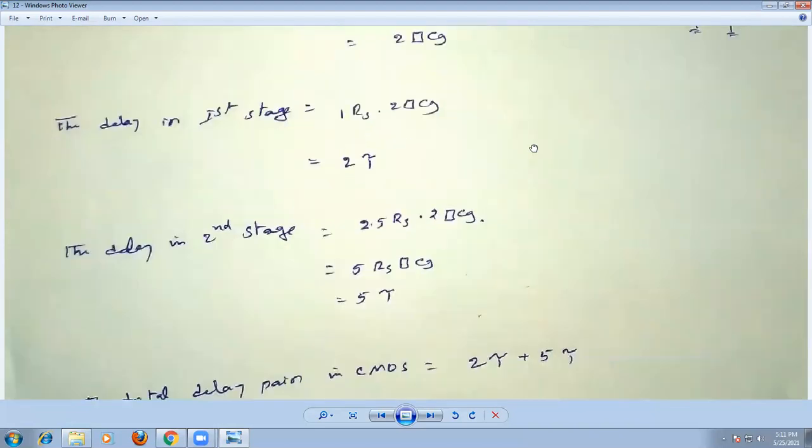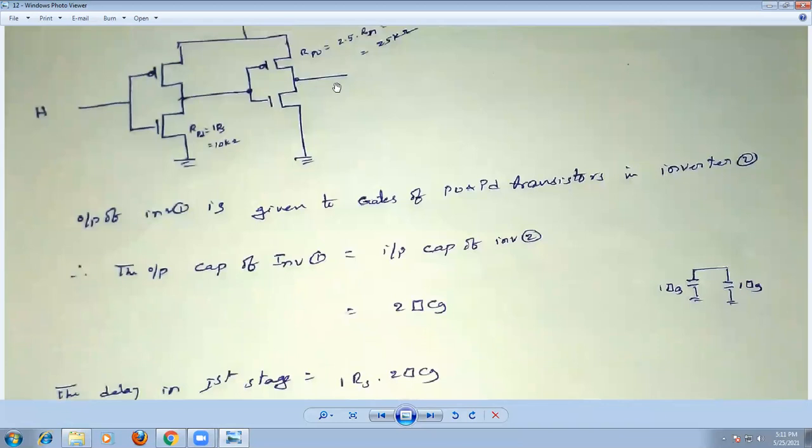Similarly, how to analyze the delay in the second stage? When this is high state, this is now low state, and the capacitor completely discharges. At this low stage, input is low, so this is off condition and this transistor is on condition. When the transistor is on, the output goes to high state. That means depending upon the delay, again the value of R into C.